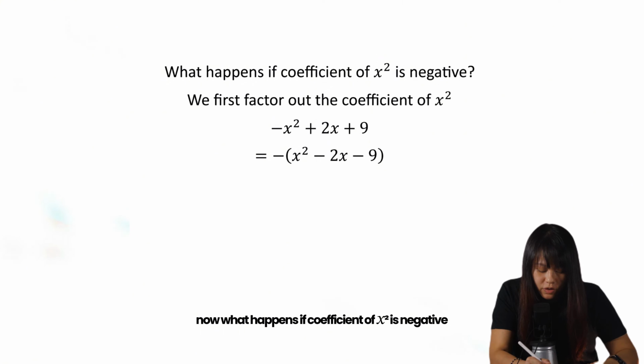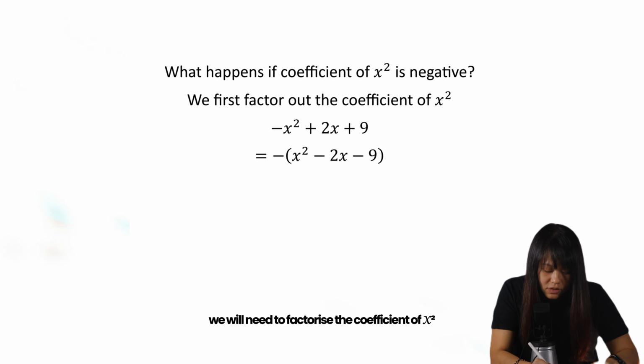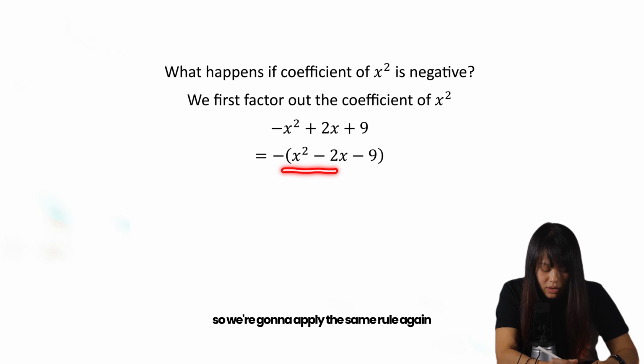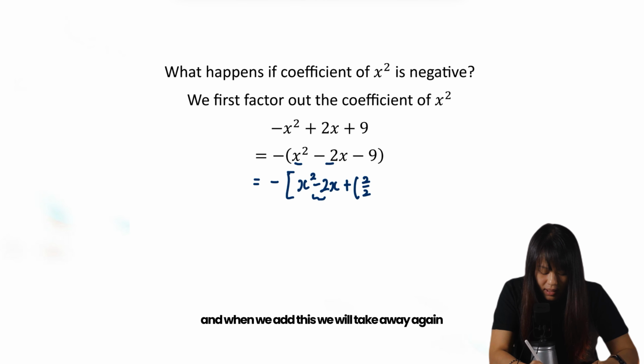Now what happens if the coefficient of x² is negative? It will be the same as the previous example. We will need to factorize the coefficient of x², so we'll factorize the negative in front of the x², and we'll get this. So we're going to apply the same rule again. Let's copy the first two terms down, and we will add half of this, squared, and when we add this, we will take away again.